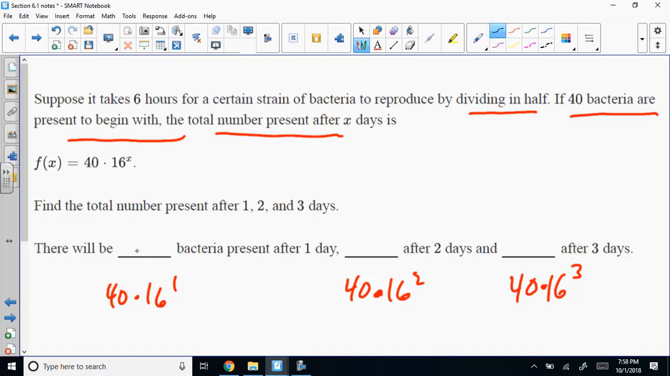So I got 640, 10,240, right? And then what? 163,840 after day 3. Any questions? Just a regular chug and plug, okay?